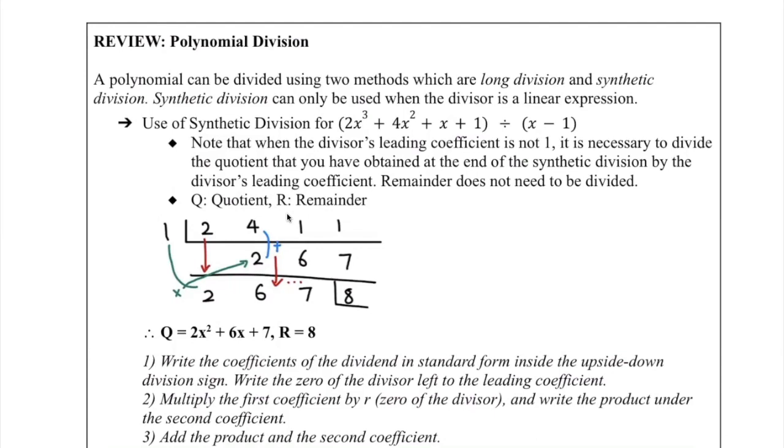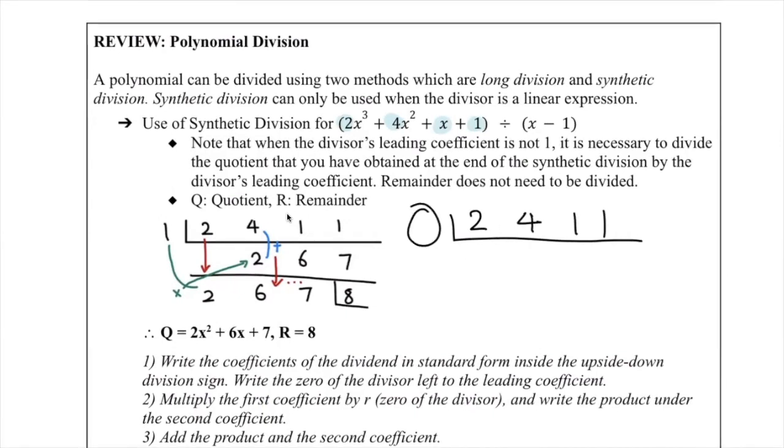First of all, you're gonna write an upside down division sign. And what you're gonna do is write the coefficients of the dividend here. The coefficients of the dividend are 2, 4, 1, 1, right? It should be in standard form, so the first coefficient here should be the coefficient of the highest degree term, and so on and so forth.